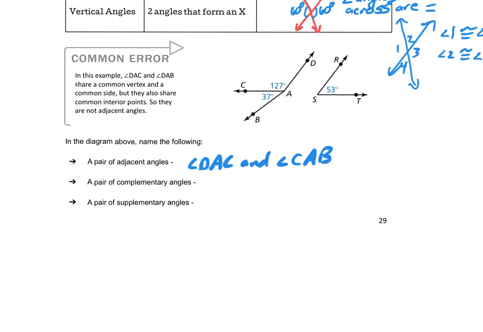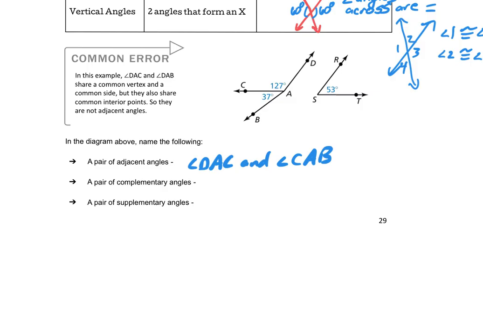Okay, complementary means two angles that do what? They complement each other. They add up to be 90. Okay, so we need to find two measurements that add up to be 90. So if I look at these three numbers, what two numbers could I put together that would make 90? 53 and 37. So we're going to name the angle that makes 53.